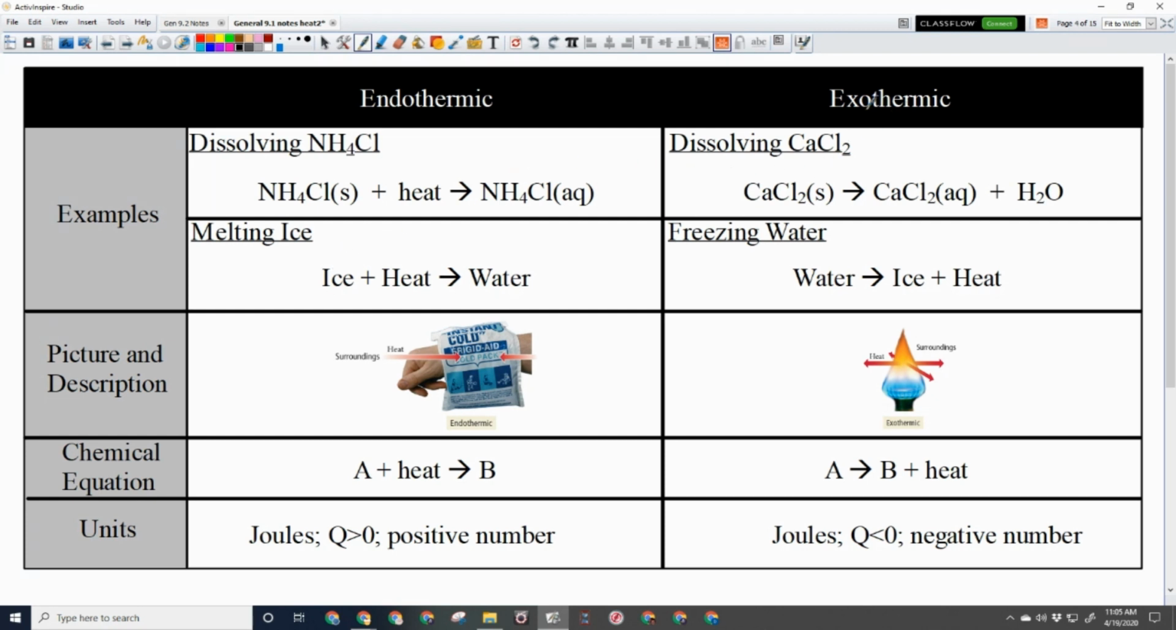Opposed to that, an exothermic process is like dissolving calcium chloride. If we dissolve calcium chloride, as these bonds are broken, it heats up the liquid. So if we had a thermometer that we put in the beaker as we dissolve calcium chloride, we're going to see that the water increases in heat. So this calcium chloride is transferring the heat to the water. Okay, so that's going to increase in heat.